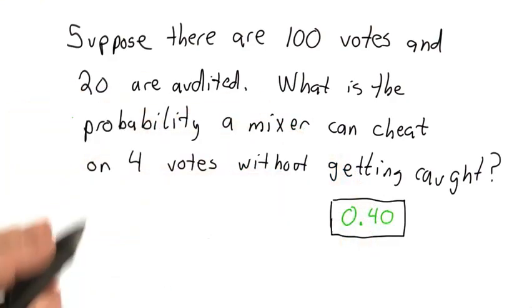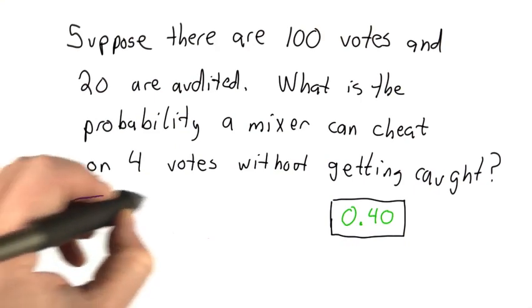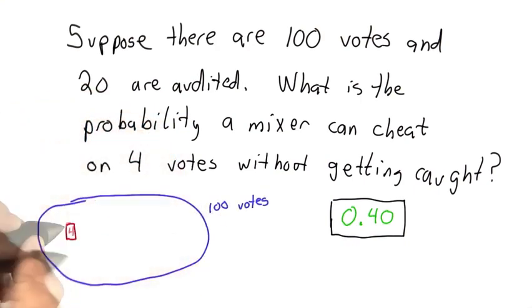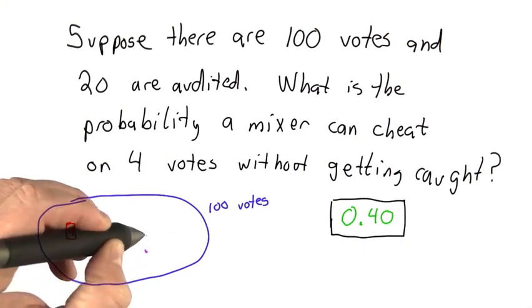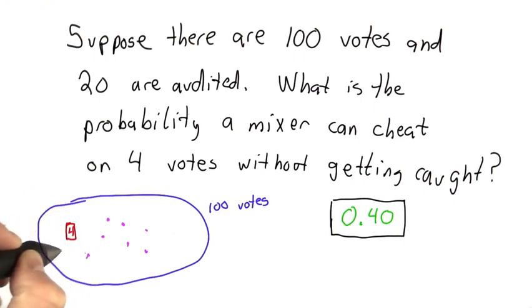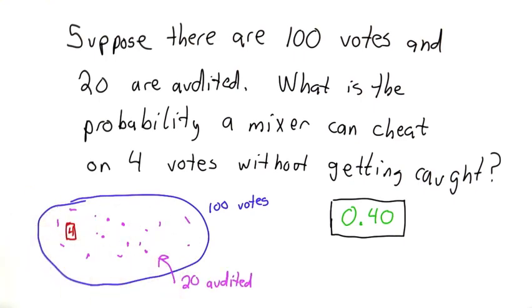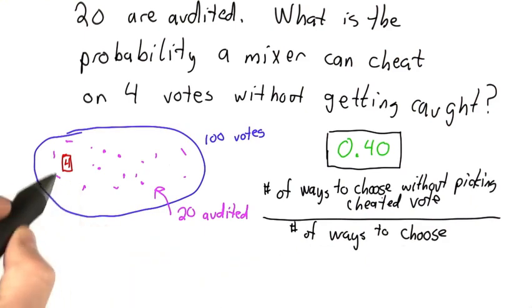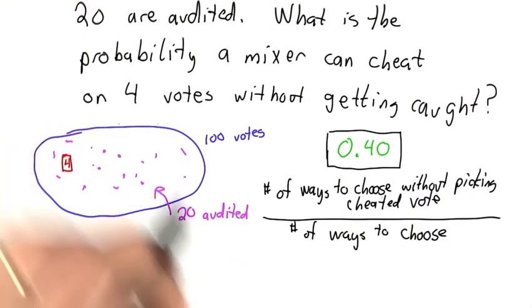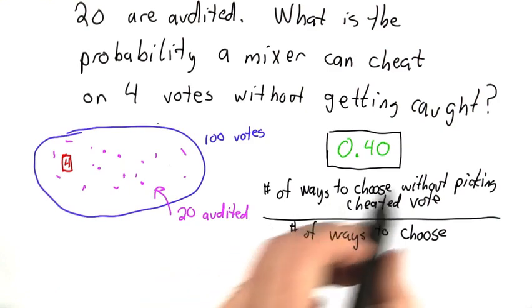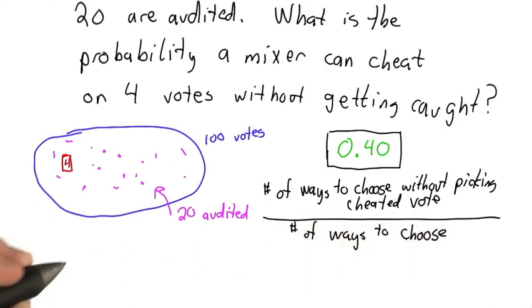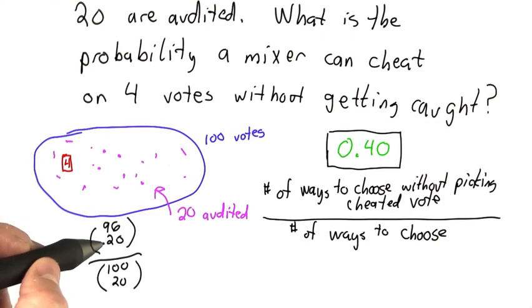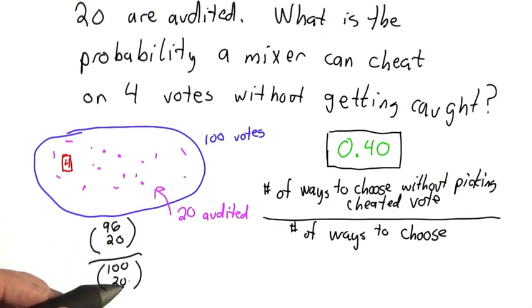The way to think about this is thinking about how to choose the votes. So we have 100 votes to begin with. There are 4 that the mixer cheats on, and the auditor is sampling 20 votes in this space. So as long as the auditor picks one of the votes that was cheated on, then the mixer would be detected. So we can compute this by dividing the number of ways to choose without picking any of the cheated votes. So that's choosing out of the 96 non-cheating votes, divided by the total number of ways of choosing the votes. So to solve this, we just need to compute 96 choose 20 divided by 100 choose 20.